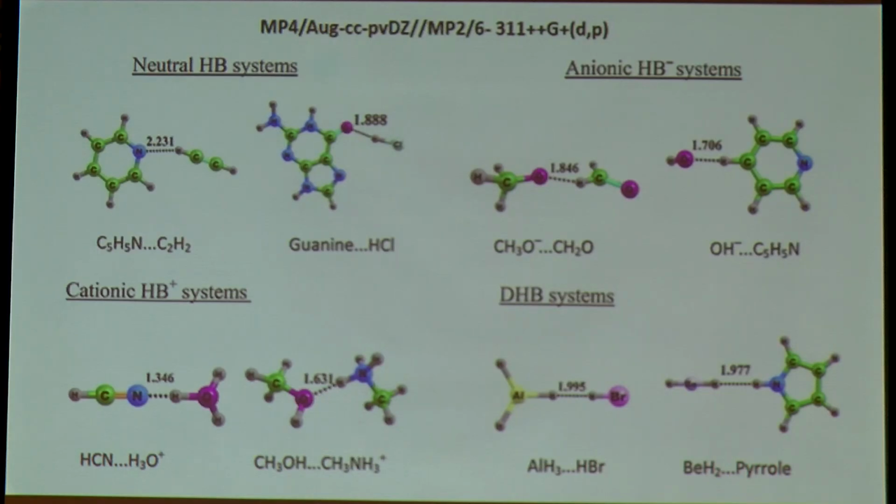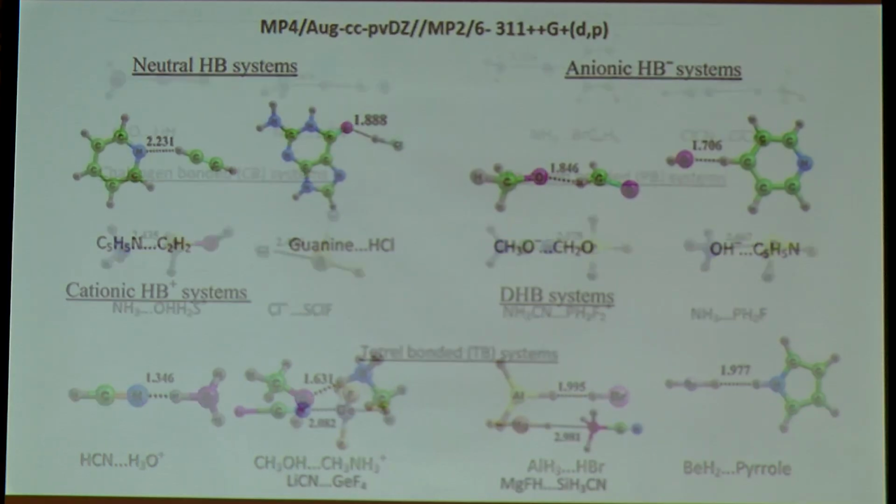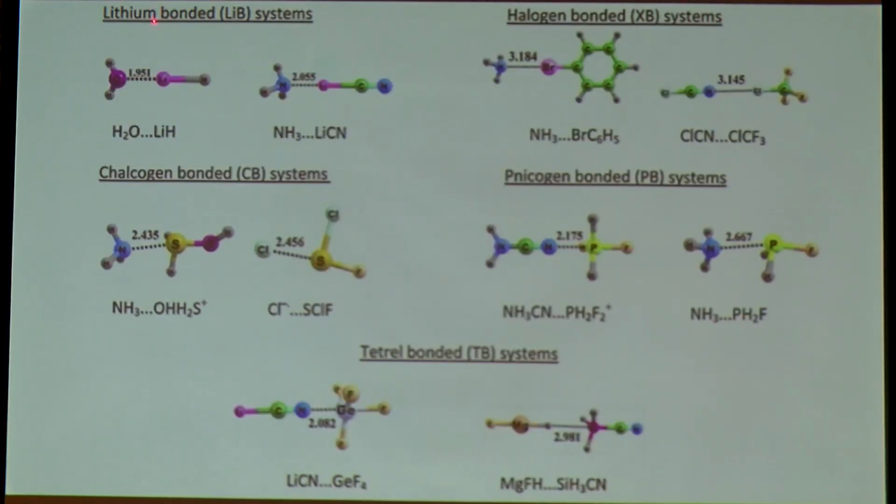I think Professor Chattaraj asked about a large variety of soft interactions and so on. I think our selection includes almost all of them, and there are also lithium bonded systems, H2LiH and H3LiC, and halogen bonded systems where the ammonia is interacting with the halogen, or sigma hole interactions you could say, and then chalcogen bonded, pnicogen bonded, and tetrel bonded dimer systems.